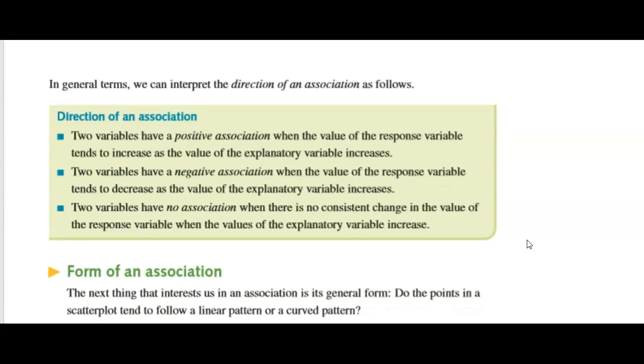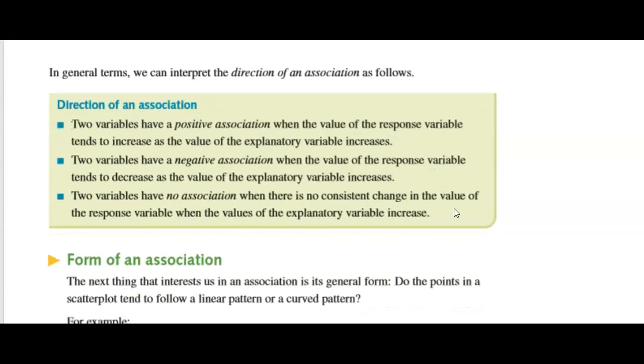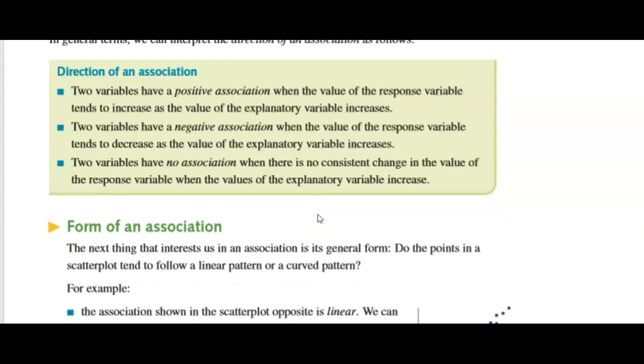All right, so just this box here. It's positive when both your response and your explanatory variables are increasing. A negative association means your explanatory variable increases, but your response variable decreases. And no association means that you don't know what's happening with the response variable. So even though the explanatory variable increases, we don't know whether the response is increasing or decreasing.